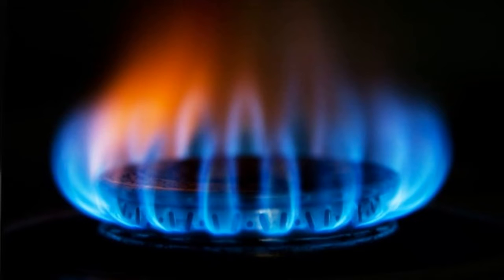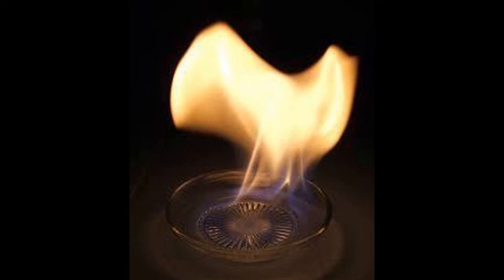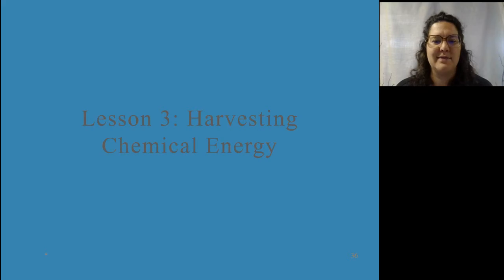Did you know there's differences in the energy stored in propane fuel versus gasoline fuel? And that using the chemical reaction, we're able to calculate the difference in energy. This lesson is on harvesting chemical energy.